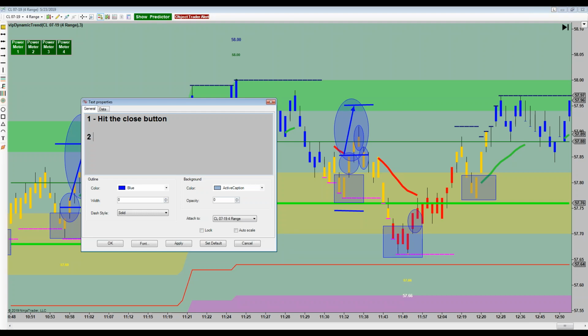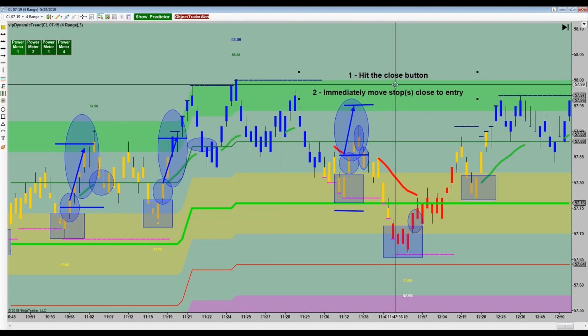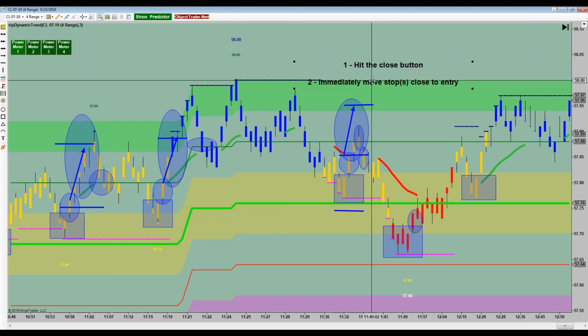Number 2, upon noticing that, you immediately, very aggressively move your initial stops very close to your entry to allow them to stop out. In this case here, oops, what are we talking about? What the heck is this thing doing here? Yeah, okay, there we go. Right. So that's the immediate action that you take.